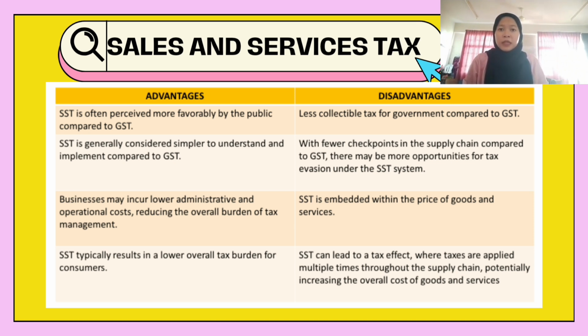Second is with fewer checkpoints in the supply chain compared to GST, there may be more opportunities for tax evasion under the SST system. This can lead to revenue loss for government. The third is SST is embedded within the price of goods and services, making it less clear how much tax is actually being paid by the end consumers. The last one is SST can lead to a cascading tax effect, where taxes are applied multiple times throughout the supply chain, potentially increasing the overall cost of goods and services.